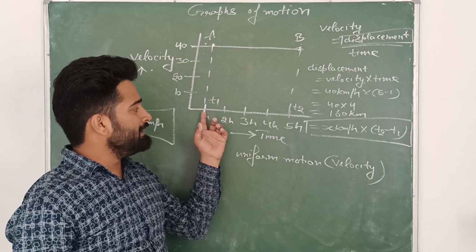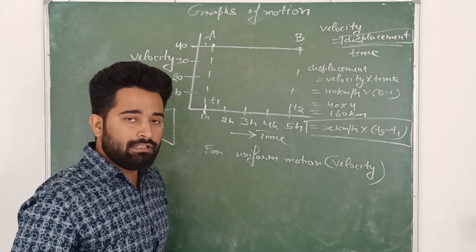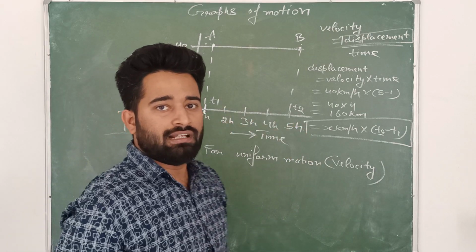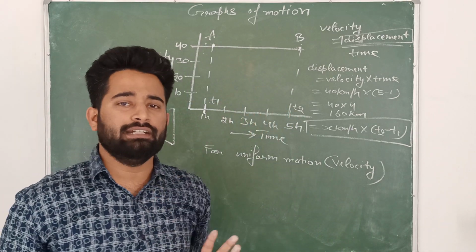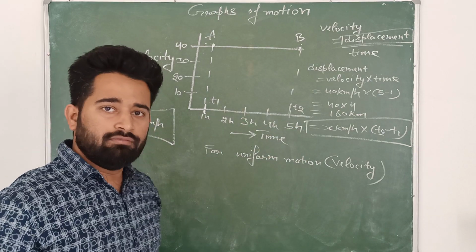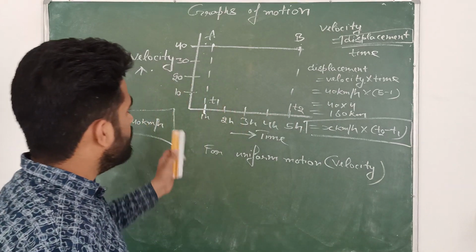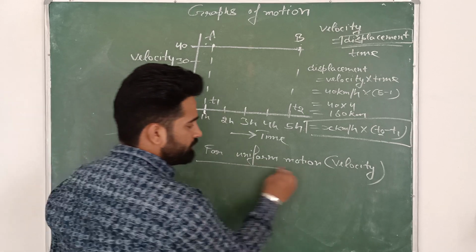You will not write t1 minus t2. If you write 1 minus 5, that will be minus 4, which is wrong. You write 5 minus 1, because time can never be negative, so it is always positive. Clear, students? This is the formula to calculate the displacement from the velocity-time graph. So this is about uniform motion.